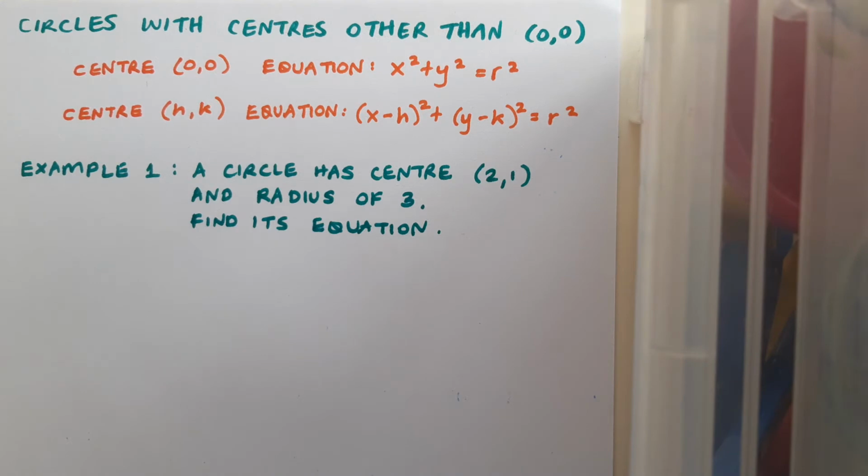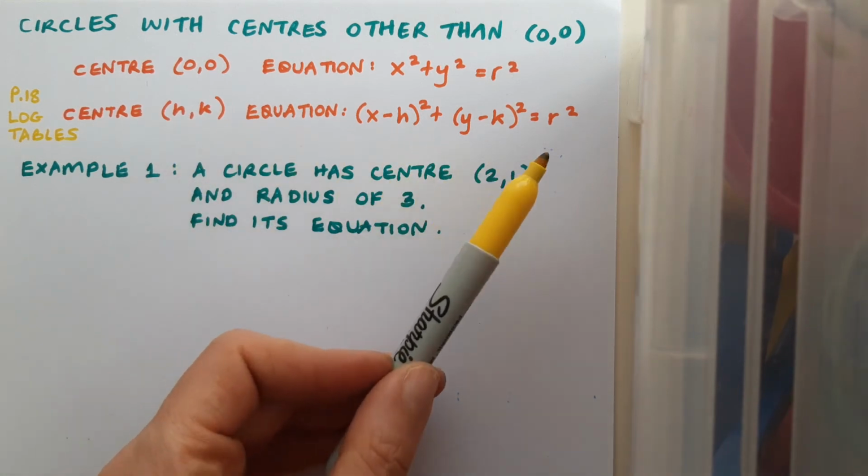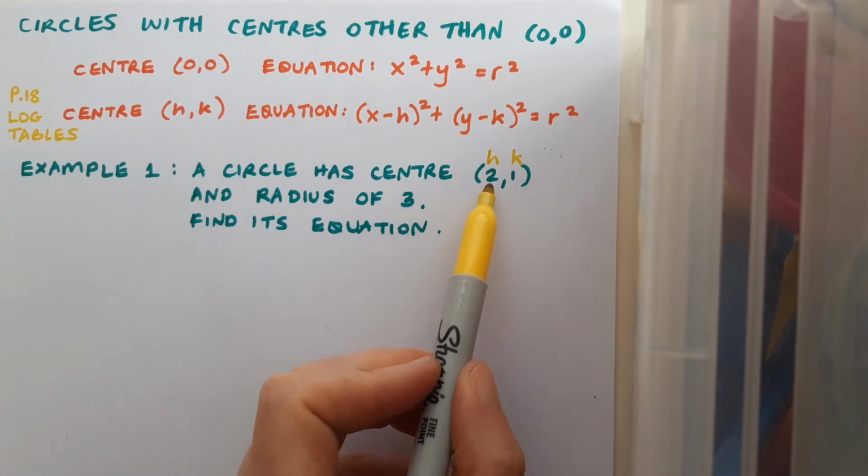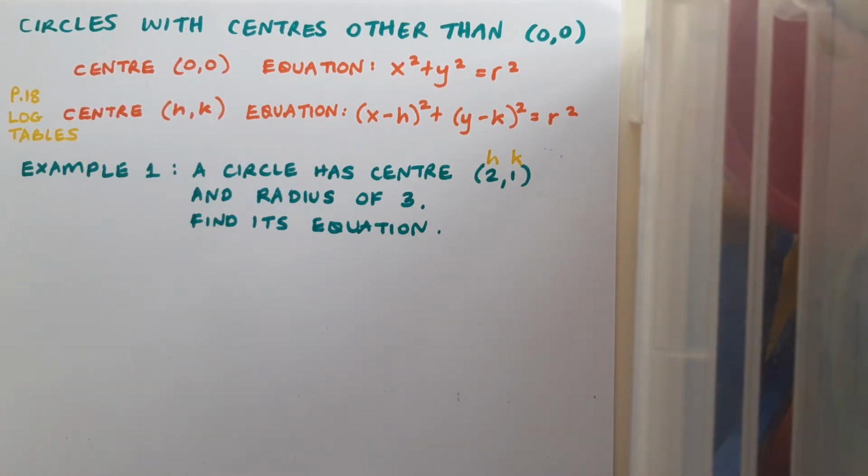So here's an example. We have a circle with centre 2, 1 and a radius of 3, and we want to find its equation. So we look up our formula on page 18 of the log tables, and we can see that when the centre is h, k, this is our equation. So what's the h and the k all about? Well, h and k are just the labels that we give to the values in the centre. And we can label 3 as r for the radius.